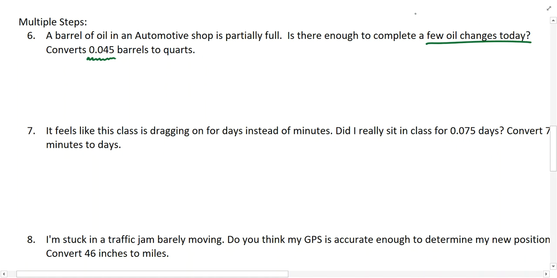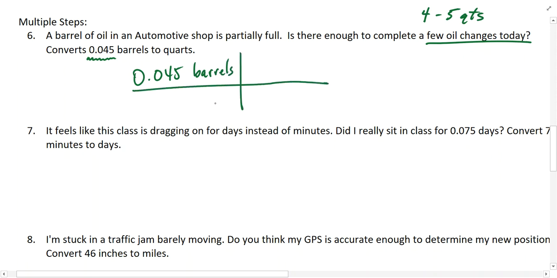Now, a typical motor vehicle these days, on a gasoline engine anyway, uses between 4 and 5 quarts of oil. So we would like to convert 0.045 barrels into quarts. And so what I'm going to do is start with what I know, 0.045 barrels. I don't know the abbreviation for that, so I'm going to leave it as barrels over 1. And I know that I'm going to need barrels to cancel, so I'm going to put barrels in the bottom.